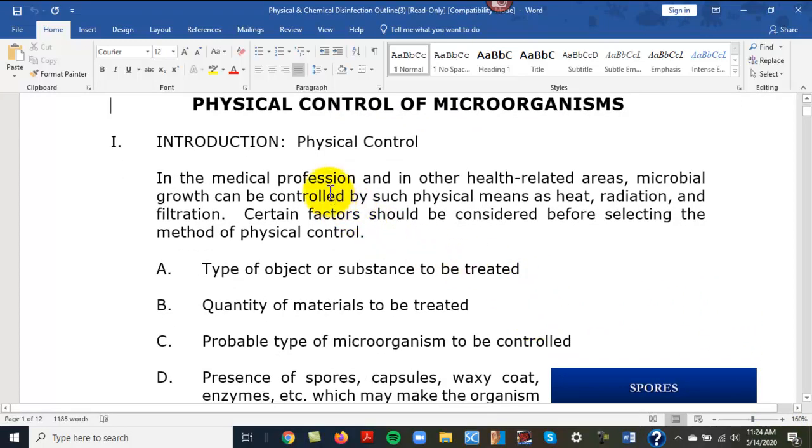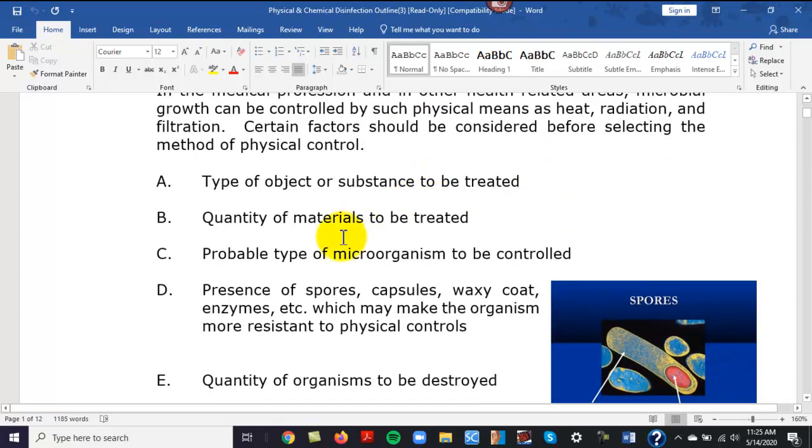So like it says here, in the medical profession and in other health-related areas, microbial growth can be controlled by physical means such as heat, radiation, filtration. And there are some chemical means as well. We're going to talk physically first, and then we'll go to the chemical part. So things you have to consider: the type of object to be treated. Not everything can be heated. Rubber will melt. That's what that's referring to. Sometimes rubber is actually gassed in a chamber to sterilize.